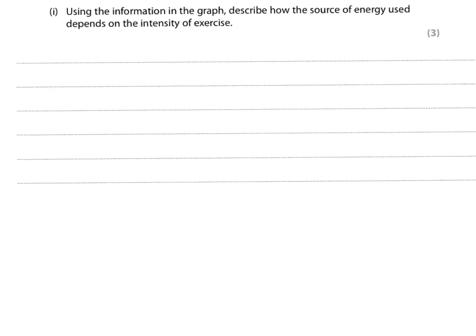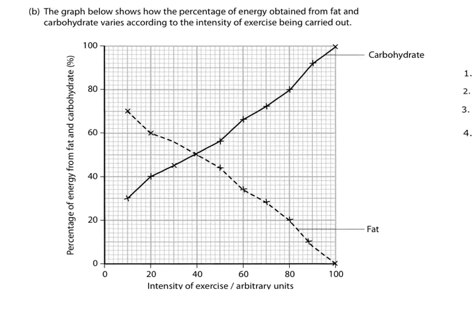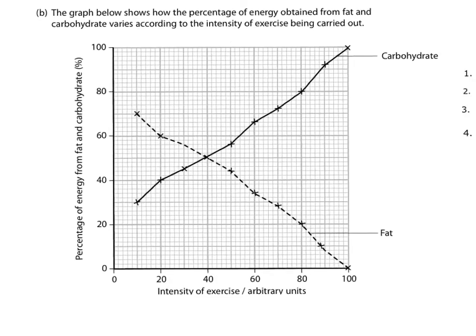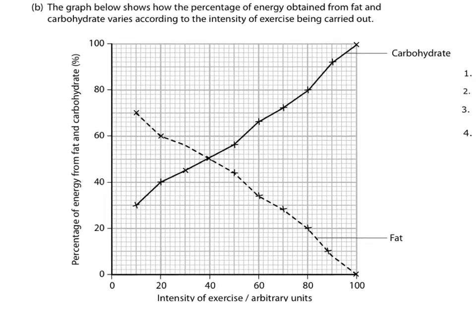And the question is going to ask us in a fairly straightforward way to describe how the source of energy used depends on the intensity of the exercise. And there are 3 marks available, which means we need to make 3 clear and distinct points. So we just grab the graph again and bring this over so we can examine it. What can we say about this graph? What jumps out to us in terms of comments we can make?